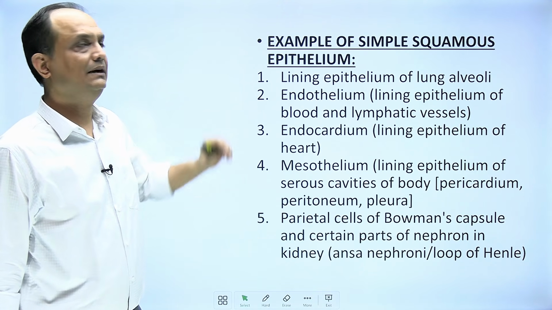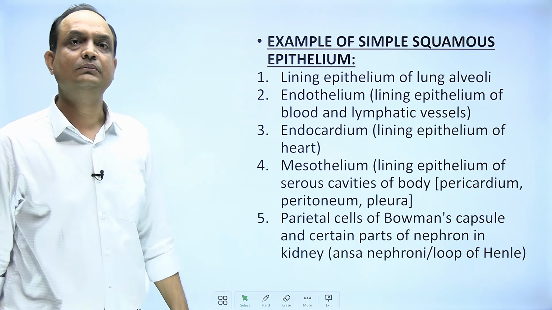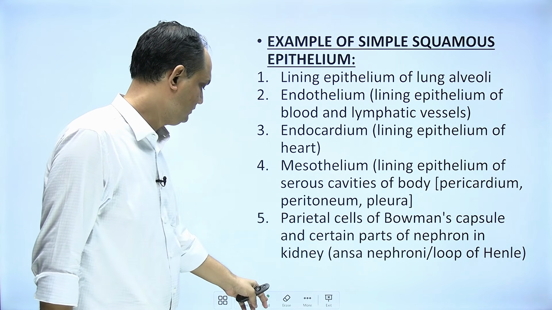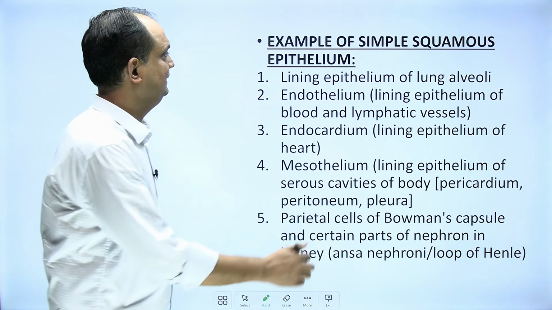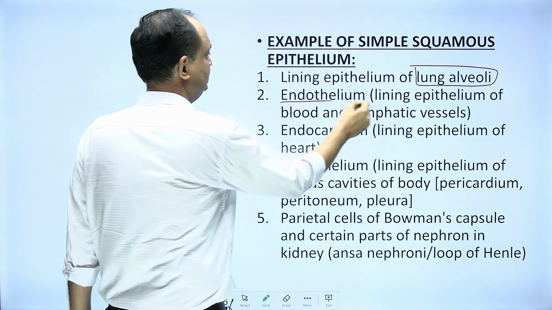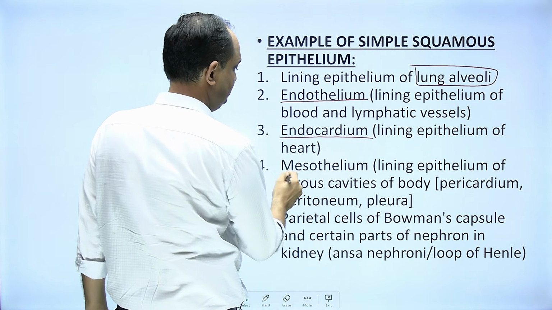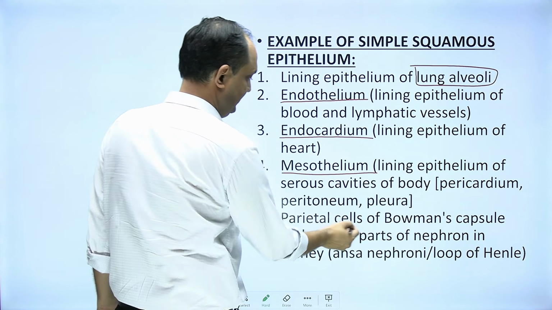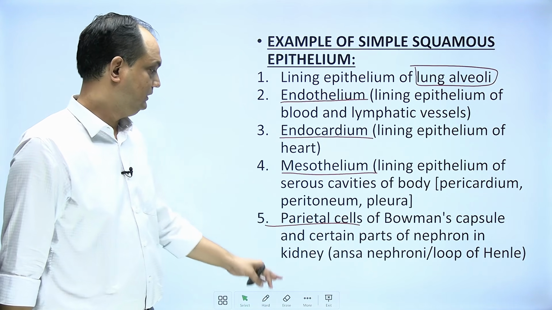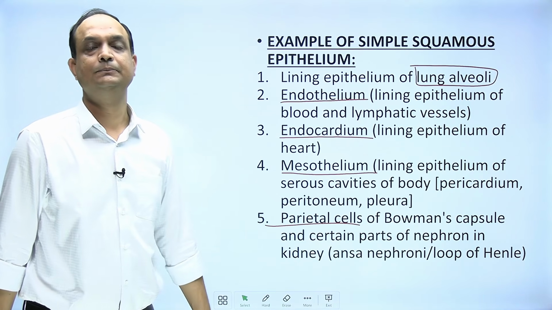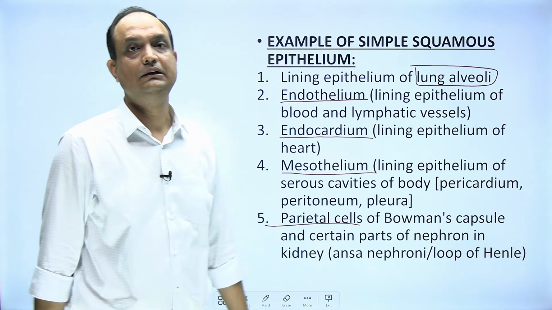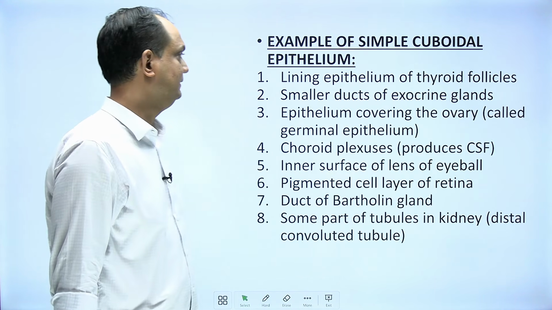Now, what are the examples of simple squamous epithelium? If you will open the book, there is a long list of the simple squamous epithelium. For example, you are having the lung alveoli where you will have the filtration, endothelium, endocardium, mesothelium, then you will have the parietal cells of the Bowman's capsule in the kidney. So these all are the examples of simple squamous epithelium. So we'll try to identify these epithelium at 2 or 3 examples.